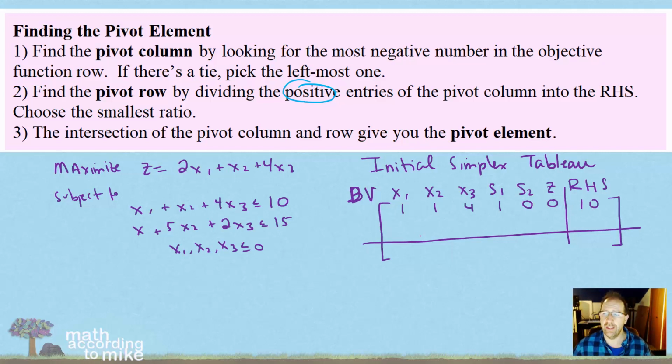And the second inequality turns into an equation when you add in s2. You'd have 1, 5, 2. You'd have no s1, 1 s2, no z, 15. So again, just like I talked about, you would put in s1 into the first one. So you have 1x1, 1x2, 4x3, 1 s1, no s2, no z, and the right-hand side is 10. That's basically what I just did.